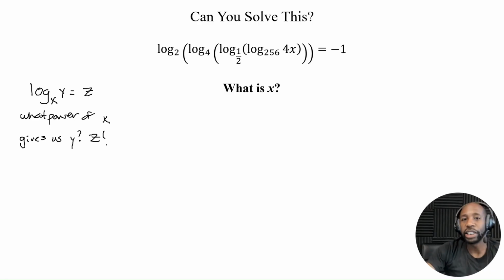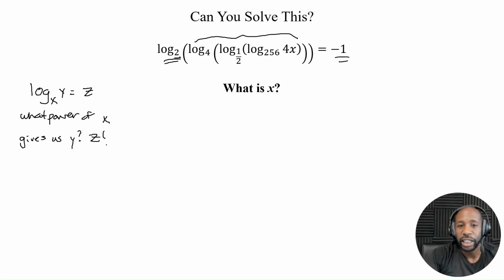So all these logs are nested inside, so we need to peel the onion, so to speak. Look in here: the power of 2 that gives us all this stuff on the inside is -1. So to find what this is on the inside, it is 2 to the -1, which is 1/2.